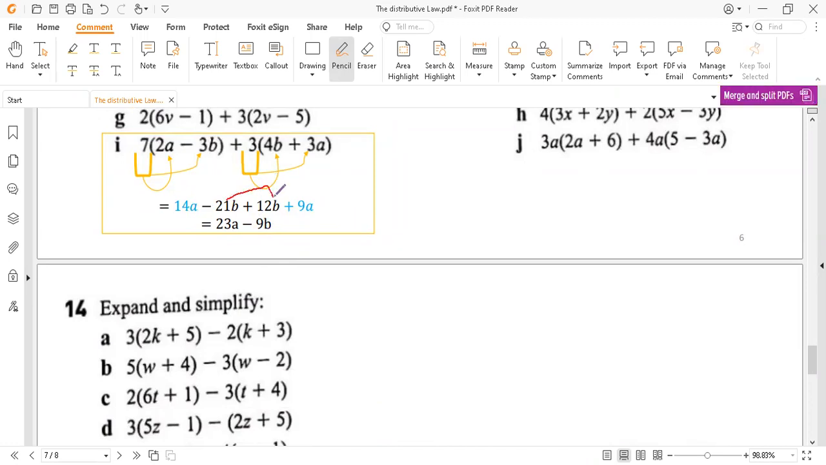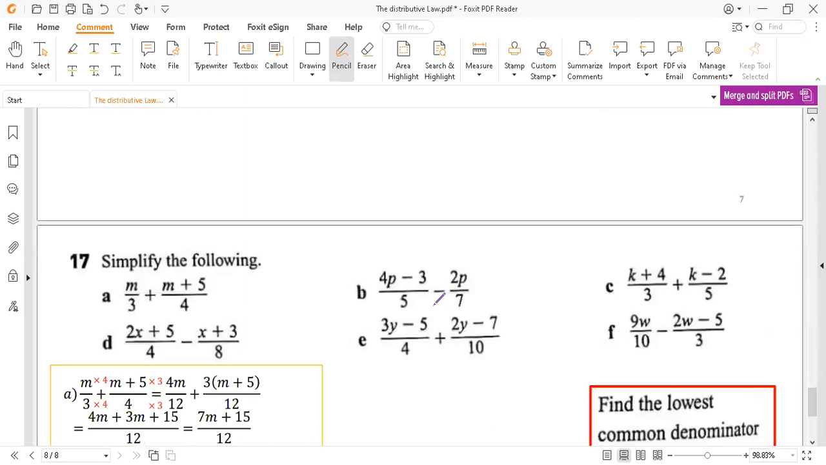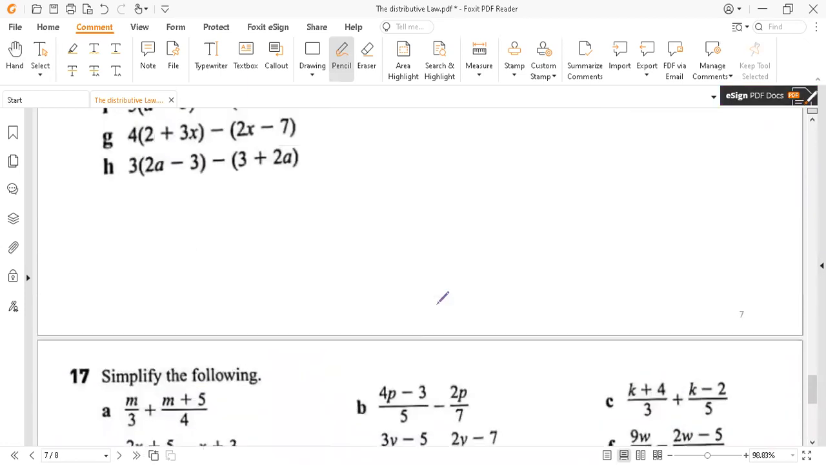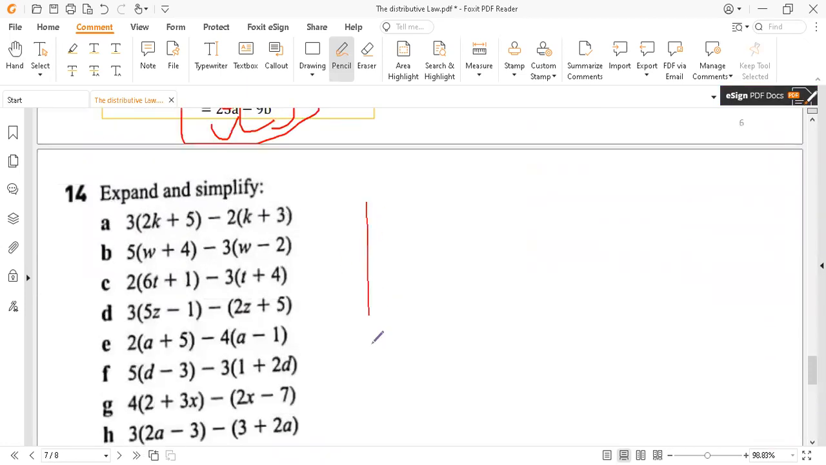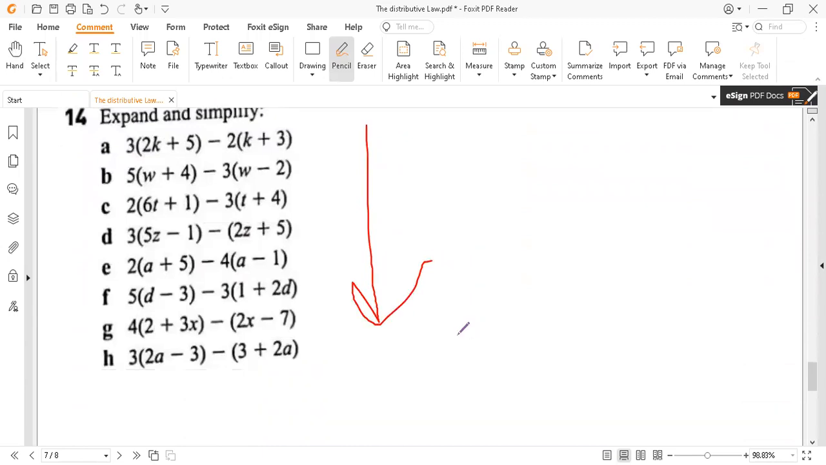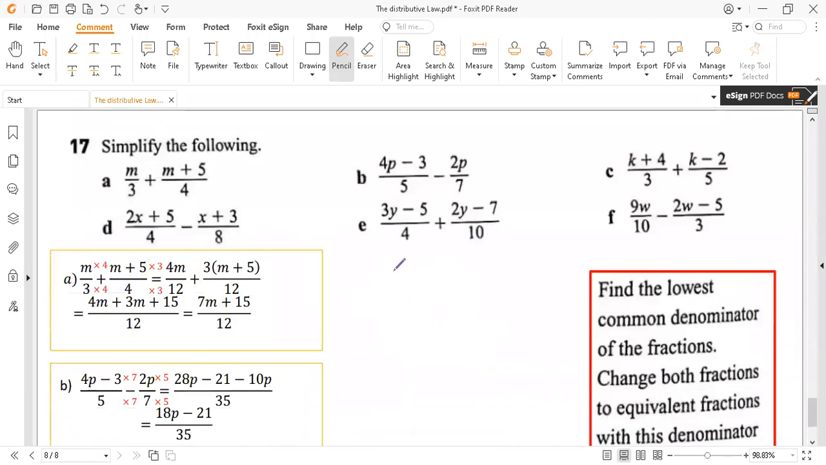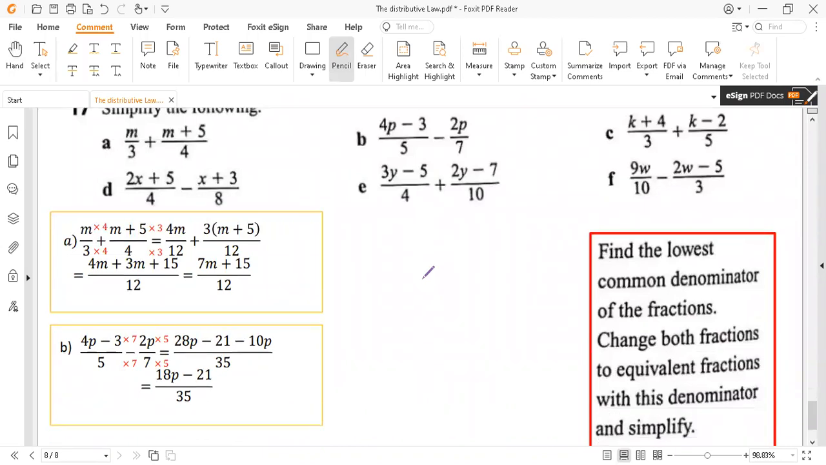For example, we have like terms here and like terms here. So 14 plus 9 is 23a, and minus 21 plus 12, we can merge them, add or subtract them to obtain minus 9b. So feel free to do the rest of the exercises by yourself and assess your understanding.